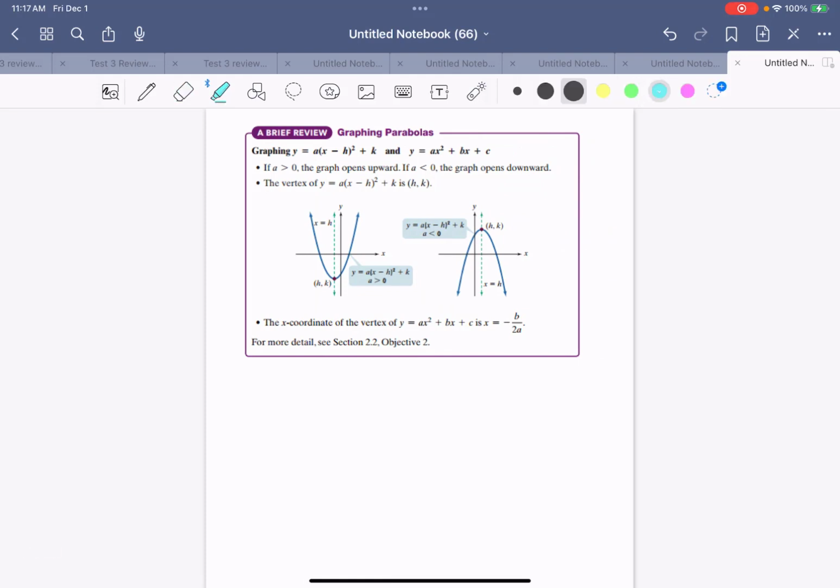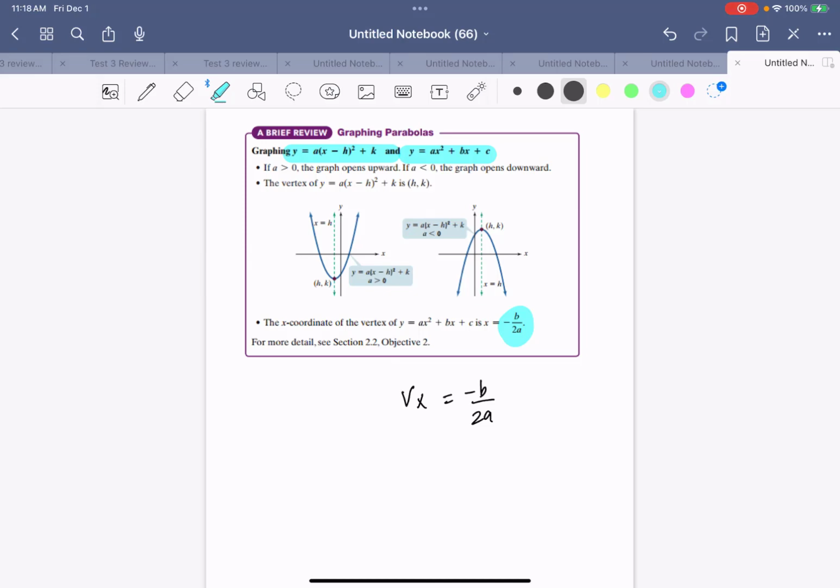The first one is y equals a(x minus h) squared plus k, and the other one being y equals ax squared plus bx plus c. So the first one is the vertex form of the parabola, and the second one is the one where it's multiplied out, and you would have to put it into vertex form or use the little short formula that the vertex x is the opposite of b over 2a, and that's what they're saying right here.